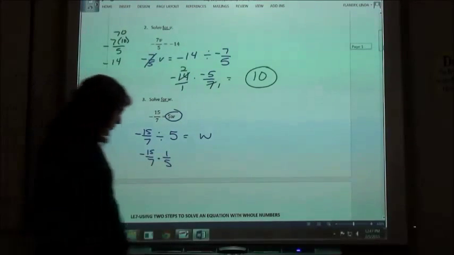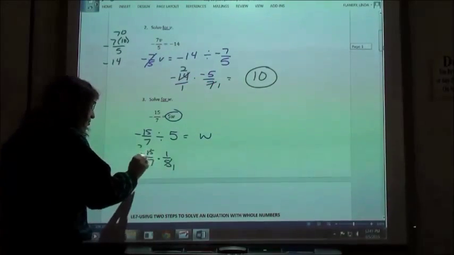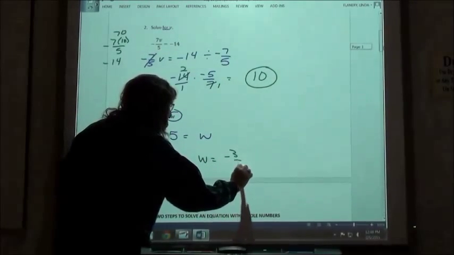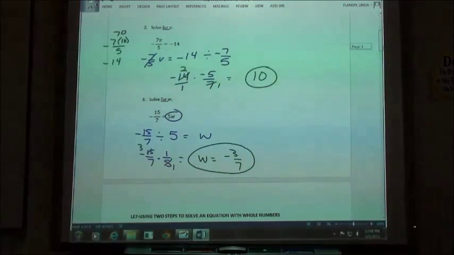And then I'm going to do some reducing. 5 goes into there once and into there 3 times, and so w is going to equal negative 3/7, right? Negative 3/7.